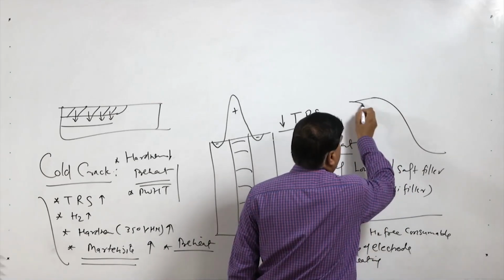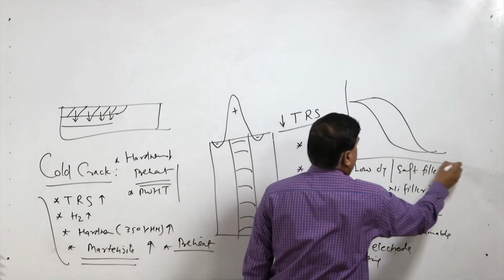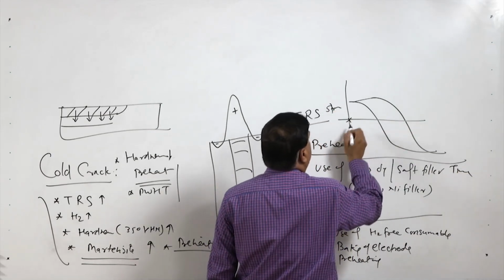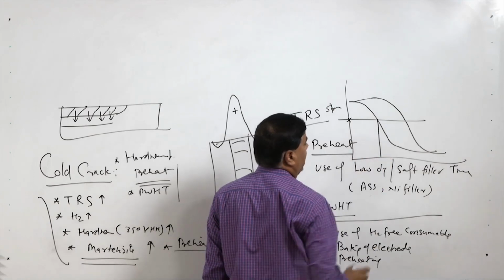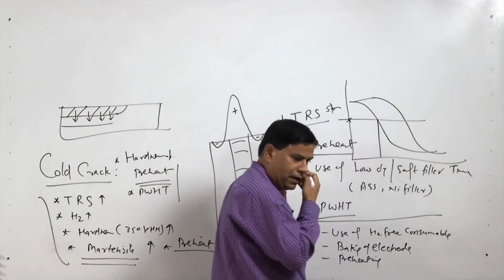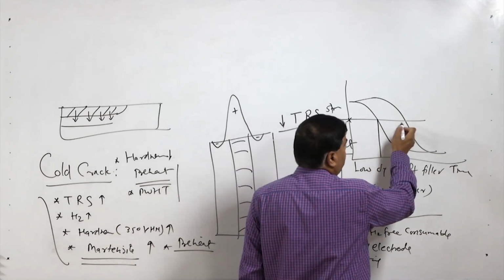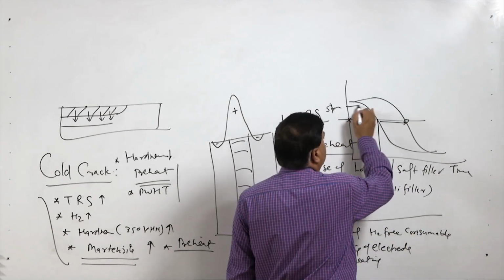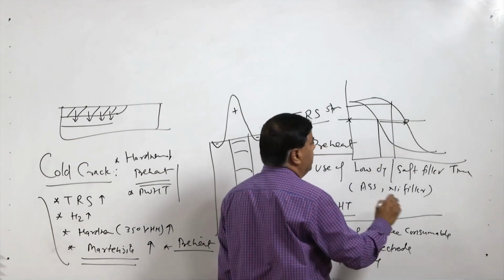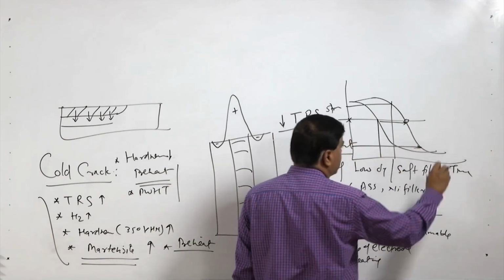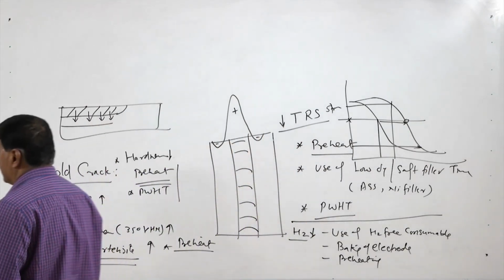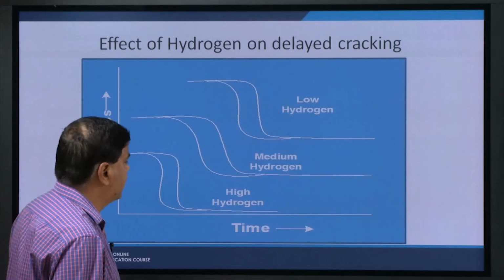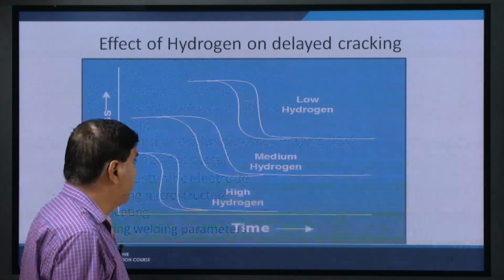This diagram goes like this. This is the time, and here we have stresses. For any magnitude of the stress, this is the time when the hydrogen induced crack will initiate, and this is the time when cracking will complete and the fracture will start. So the higher the stresses, the less time it takes for complete fracture or initiation of the crack, and the lower the stress, the greater the time it takes. Similarly, the lower the hydrogen concentration in the weld or in the heat affected zone, the longer the time for complete fracture.